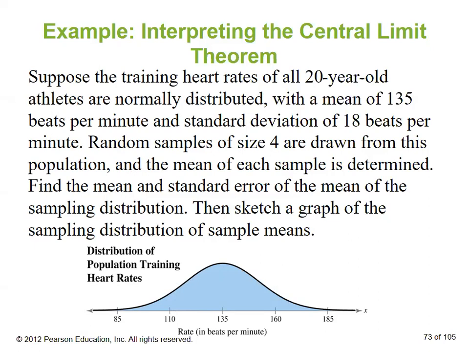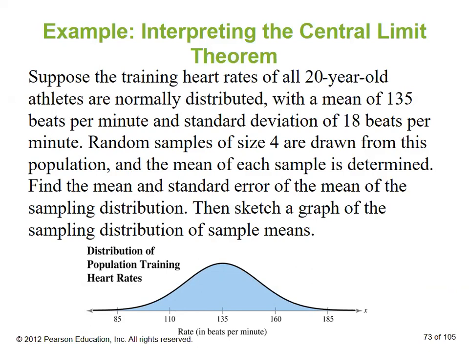Good job. Okay. Now, looking at this, let's see if you can come up with what the mean should be for our sampling distribution of sample means. What's it going to be? Yeah, because it's got to match this one. So it's going to be 135. Now, can you calculate what would be your standard error of the mean? The n is going to be 4. And 18 is what the population standard deviation is.